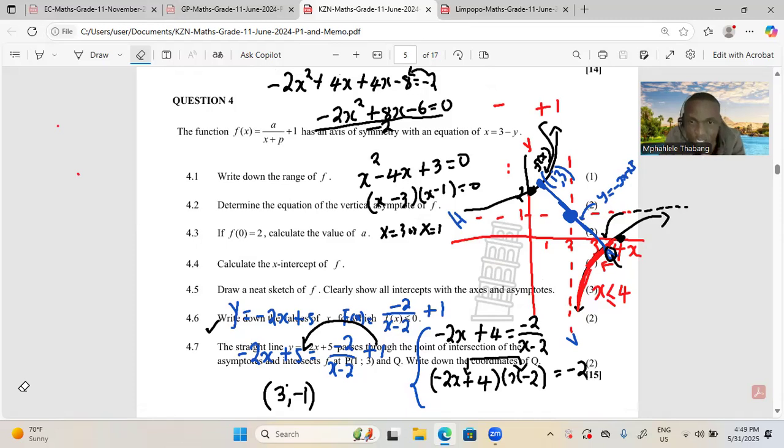This is what I see for now, guys. I just see Q as the intersection, so the coordinates are (3, negative 1), but there should be a better approach, believe me.